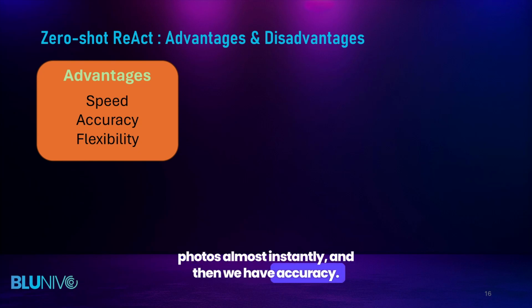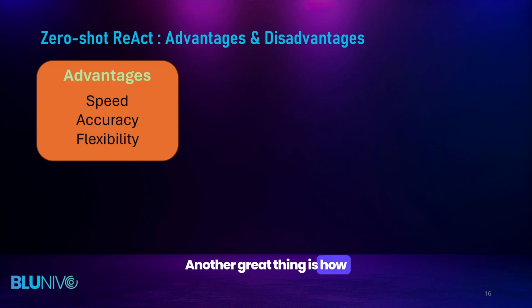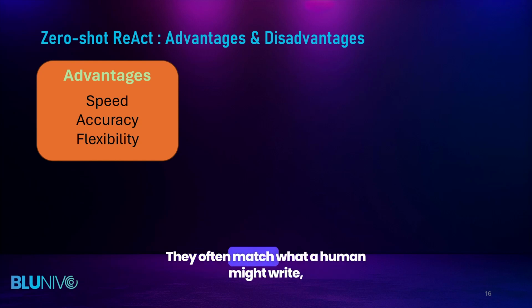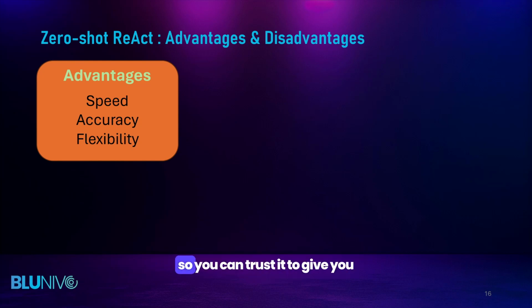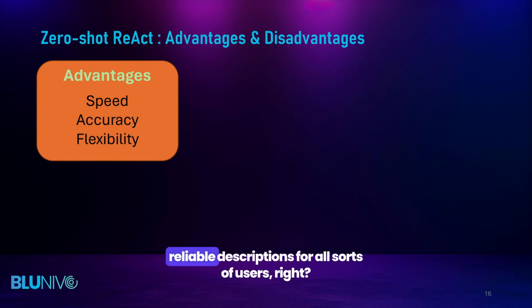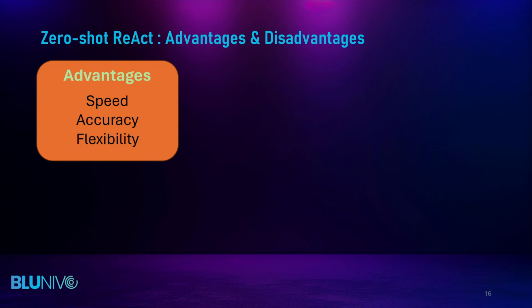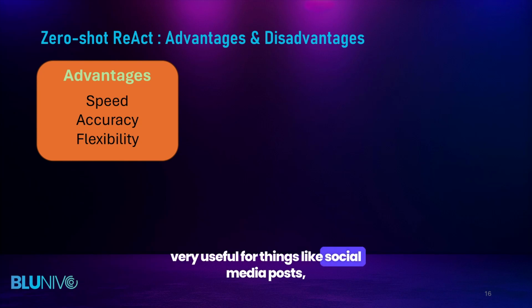And then we have accuracy. Another great thing is how spot on the descriptions are. They often match what a human might write, so you can trust it to give you reliable descriptions for all sorts of users, right? And flexibility is also another advantage here. It's really adaptable. You can use it for different types of images and videos, which is making it very useful for things like social media posts, product descriptions, or video contents.